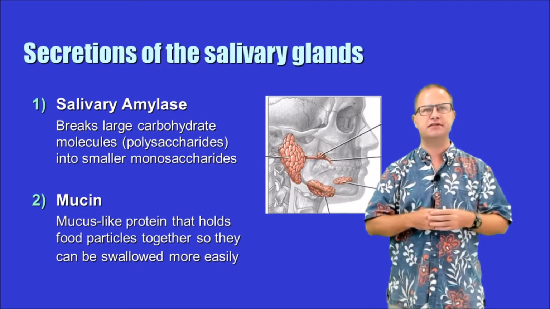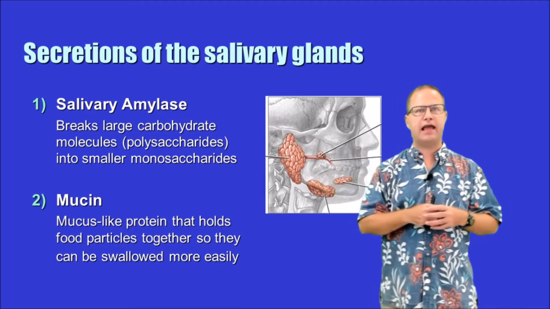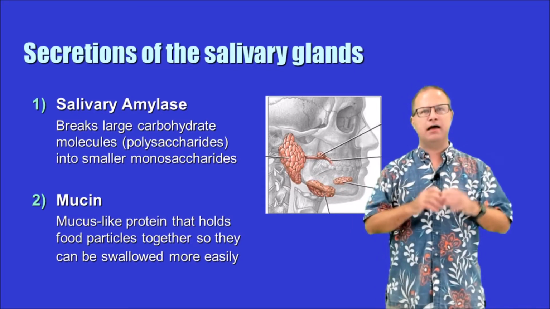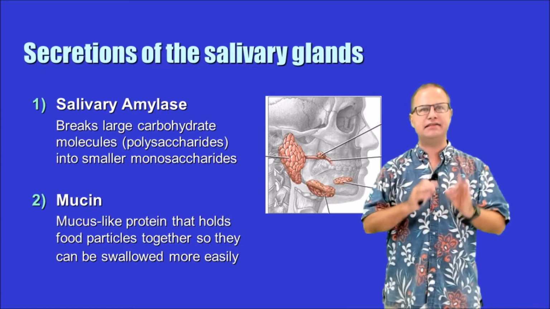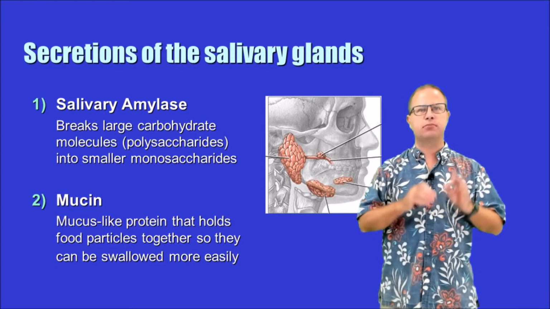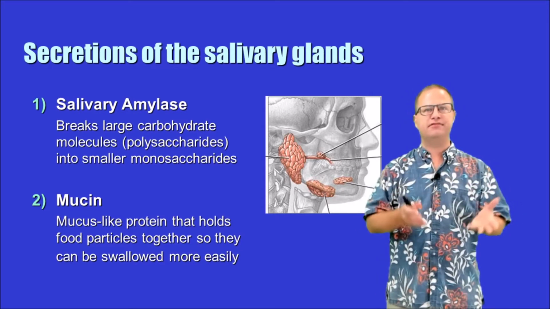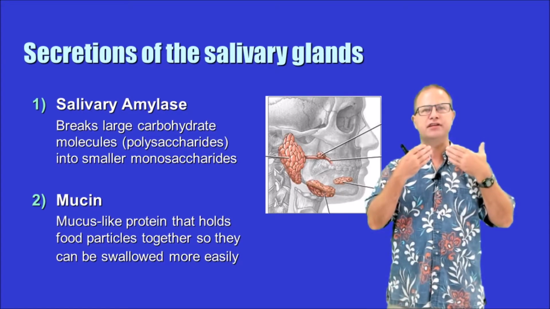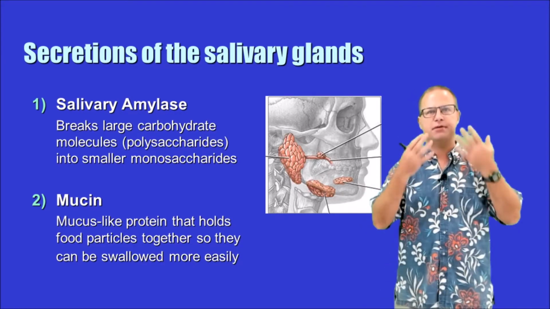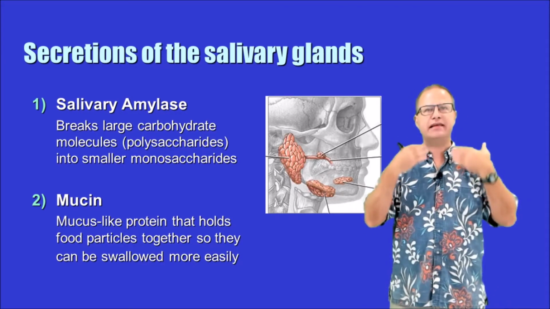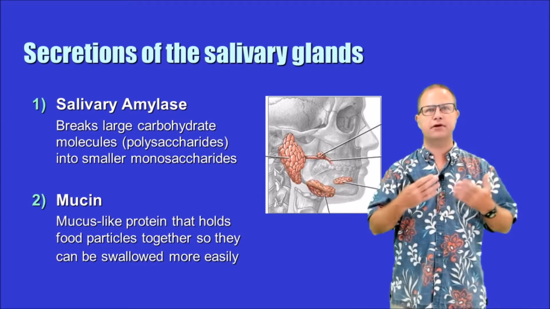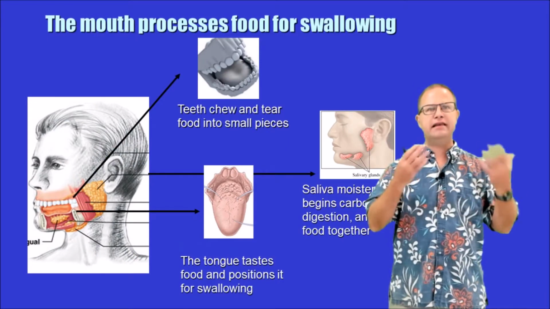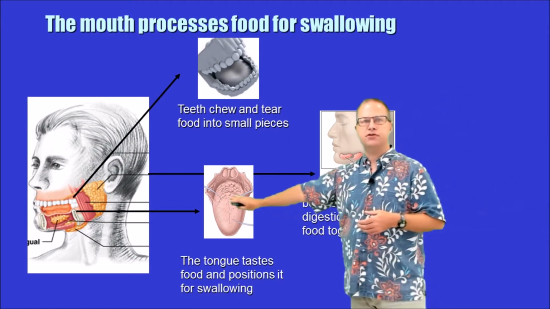Secondly, here we have salivary amylase. Now, anytime you see ASE, you know that it's an enzyme. Many enzymes end in ASE. So salivary amylase breaks down amylose, which is a type of starch. So we begin starch processing and starch digestion in the mouth. So if you're eating a potato or something like that, you actually begin to break down that polysaccharide into monosaccharides using your salivary amylase.